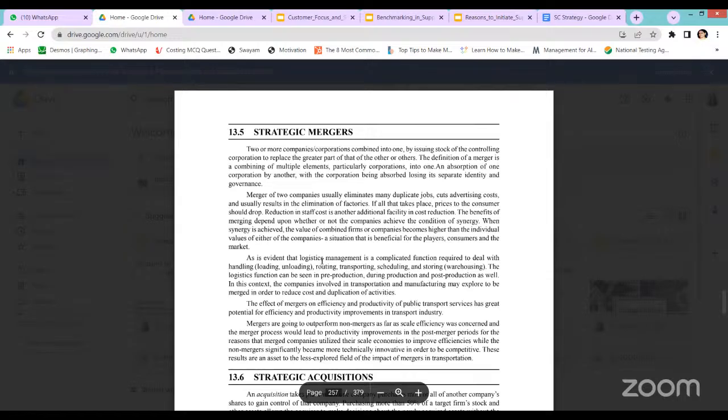Strategic mergers. You must be able to differentiate the strategic merger, partnership, and alliances.